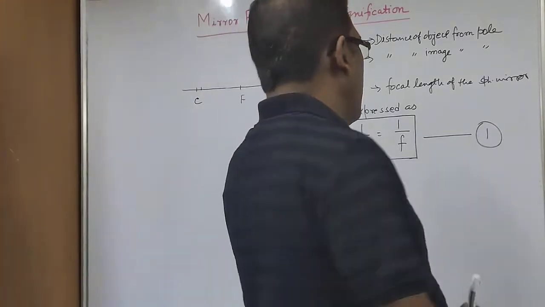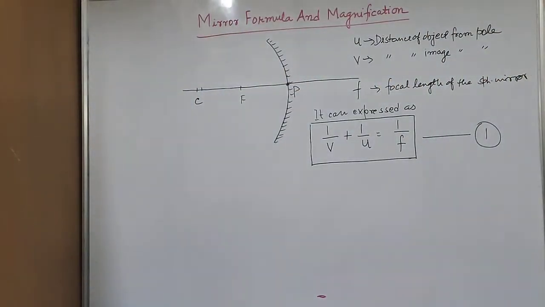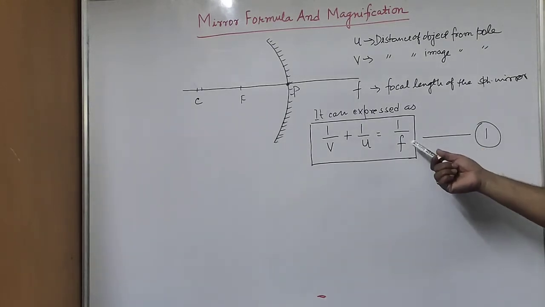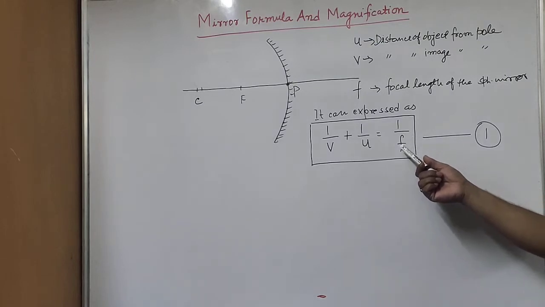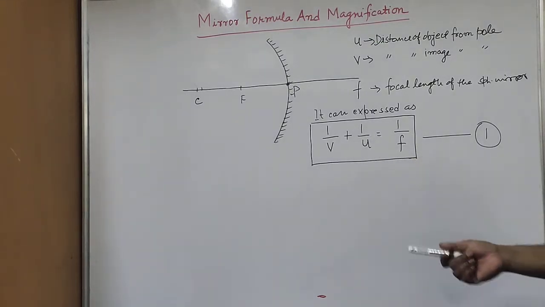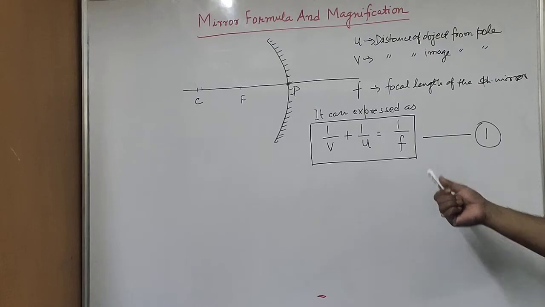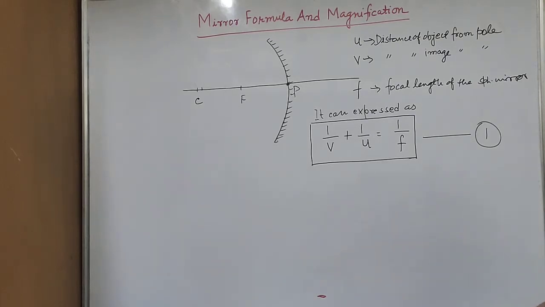So if you have to find out the position of image, or sometimes position of object, or calculate the focal length of the spherical mirror, when v and u are given, you can calculate these things with the help of this mirror formula. Obviously, you have to use the sign convention which we discussed in the last class. Sign conventions are very, very important. Now we will use these conventions to solve the numericals. Some of the numericals we will solve today.